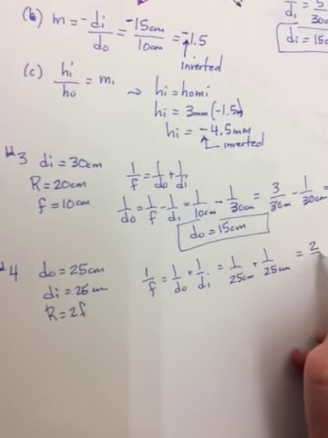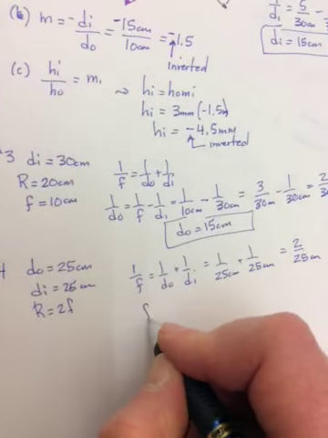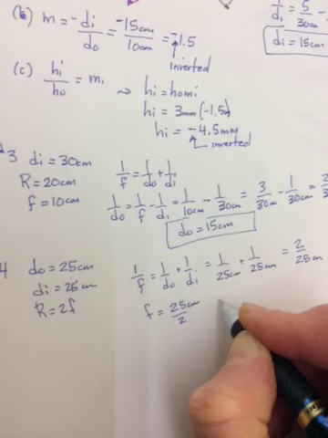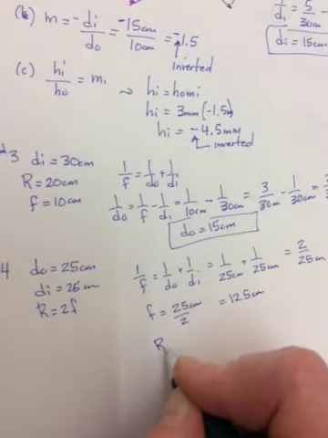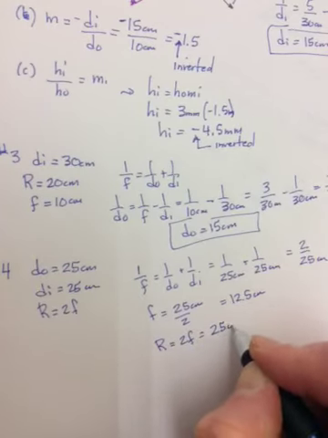This is going to be 2 over 25 centimeters. So 1 over f is equal to 2 over 25 centimeters. So f is equal to 25 centimeters divided by 2, or 12.5 centimeters. And that means r, which is 2f, is equal to 25 centimeters.